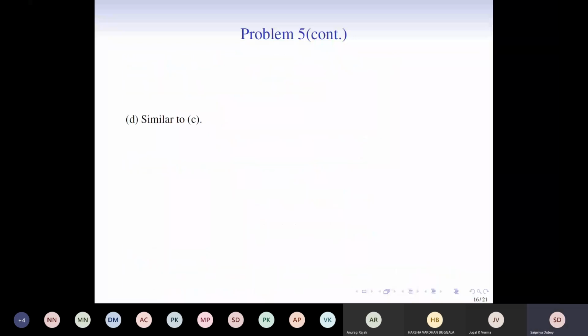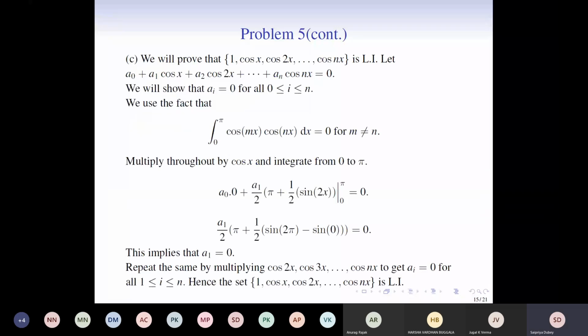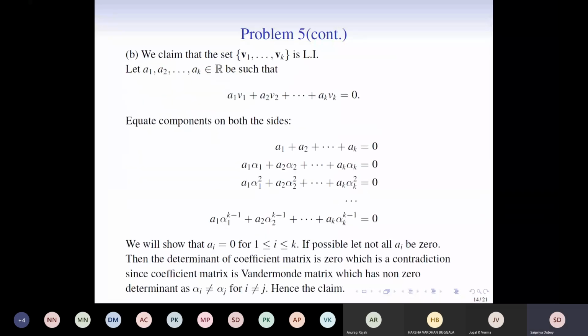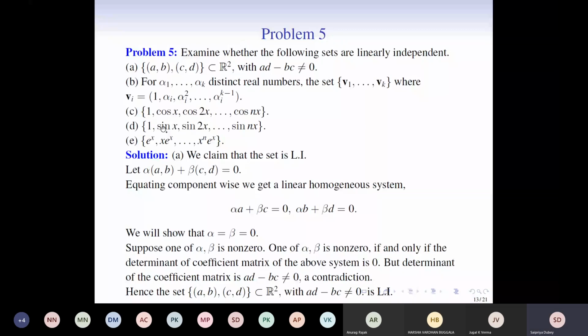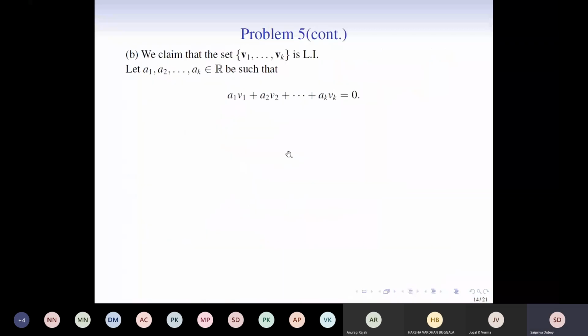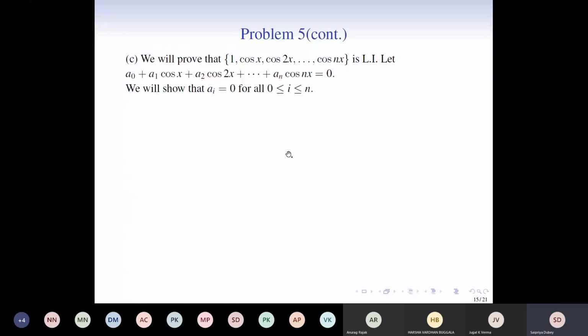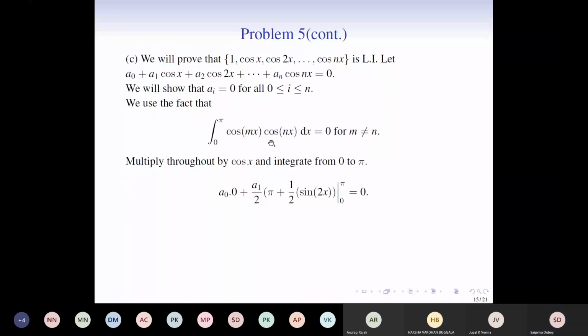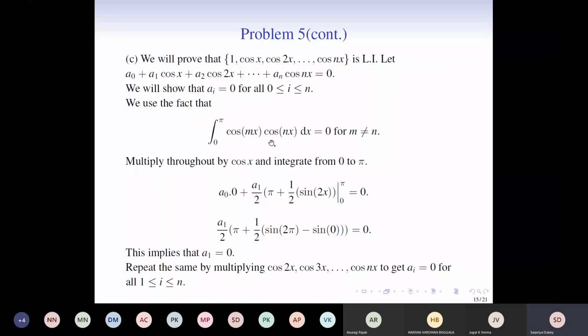And D is similar to C. You just take an arbitrary linear combination and equate it to 0; it's just sine instead of cos. The same formula holds even for sine, right? So you just need to go through the same solution, substituting sine instead of cos.